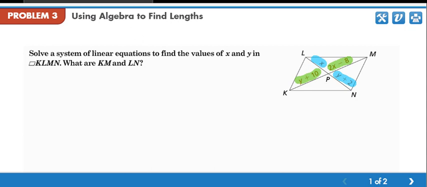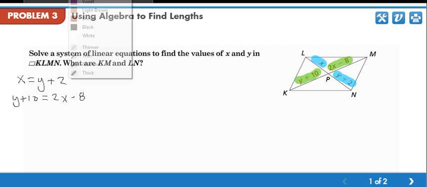Alright, so let's set this up. We know that it bisects it, so we know that the two sides are going to be equal to each other. So we have x is going to equal y plus 2. And we also know that y plus 10 is going to equal 2x minus 8. Alright, but what we can't do now is, because we have two variables, an x and a y, we can't solve for just one of them. So we need to get these to where they have just one variable, and then we can solve it.